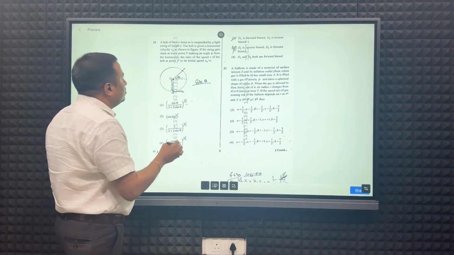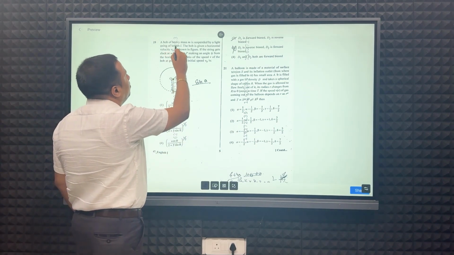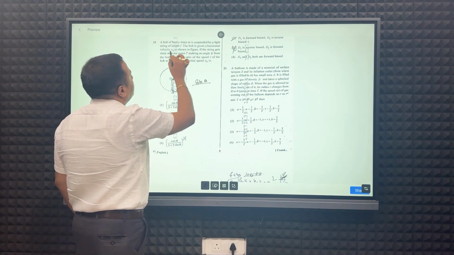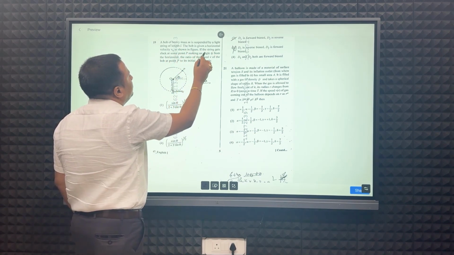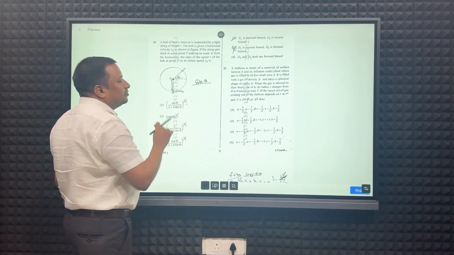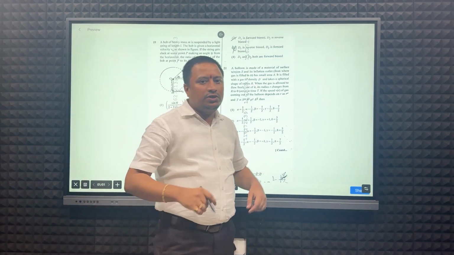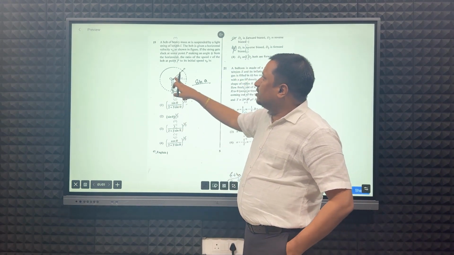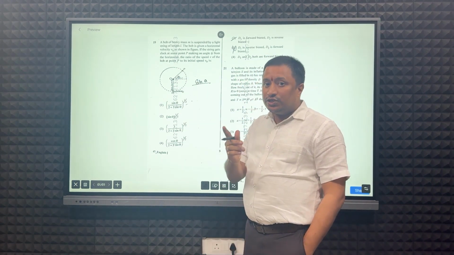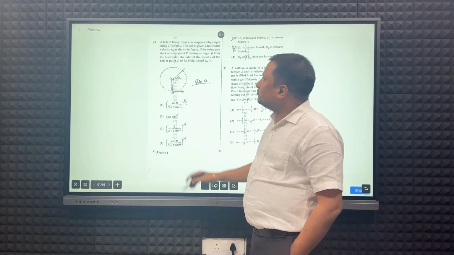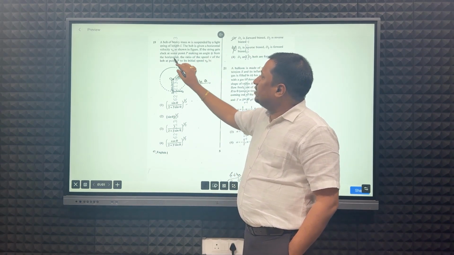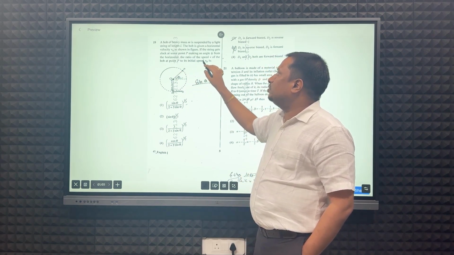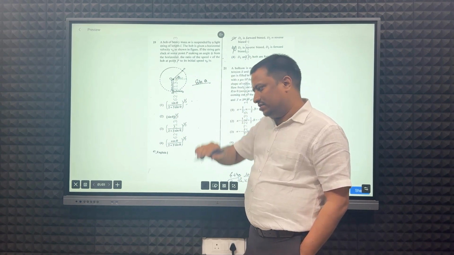What is it about? There is this particle, a bob of heavy mass m suspended by a light string of length l. The bob is given a horizontal velocity v0 as shown in the figure. If the string gets slack, it means the tension will become equal to 0. The string is not taut enough. It becomes slack at this point P, but tension will become equal to 0 at point P. Making an angle theta from the horizontal, the ratio of speed v of the bob at point P to its initial velocity v0 is. Let us do this.